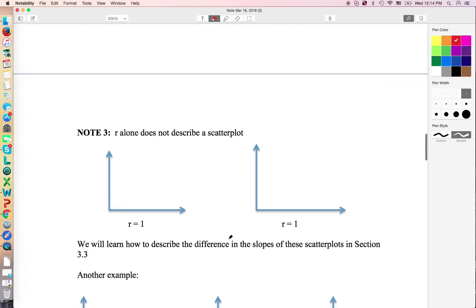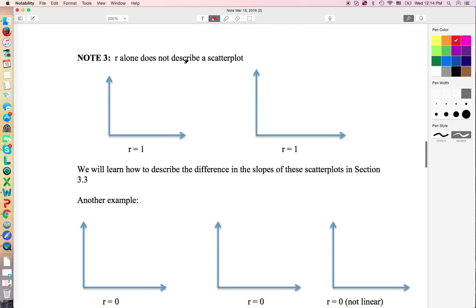Okay, a few things to take a look at. Our third note is that R alone does not describe a scatter plot. That should make sense to you because we could have a situation where we have a perfect positive correlation. So the data points line up perfectly in a straight line. There's no scatter about the line like this one. But we could also have that same situation here.